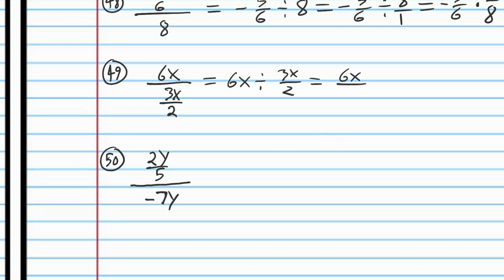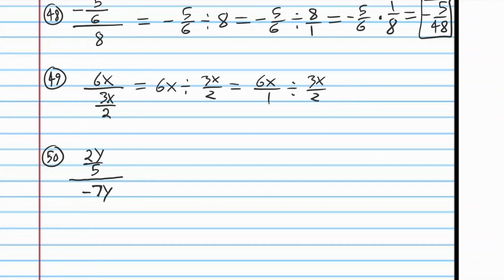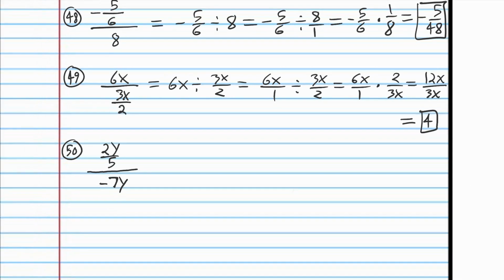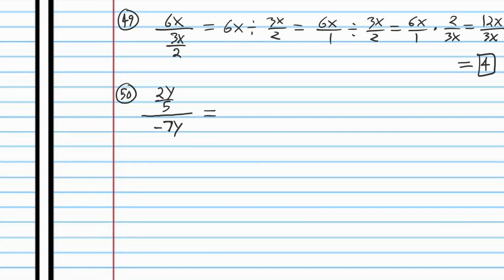And again, that's a whole number term, or it appears to be a whole number term, so you just write 6x over 1. Change to multiplication, flip, and you can use parentheses for multiplication if you want. 6x times 2 is 12x. 1 times 3x is 3x, but we can reduce that. The x's are just going to cancel out because they have the same power. And 12 divided by 3 is 4. So we got 4. Well, we did that one together. All right, now you try number 50, and when you come back, we'll do it together.